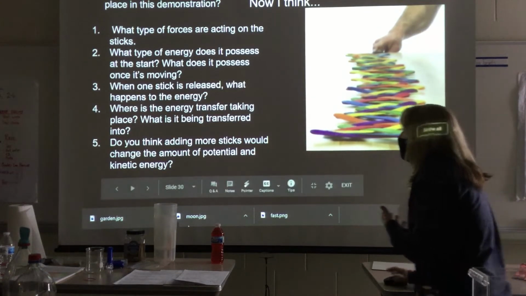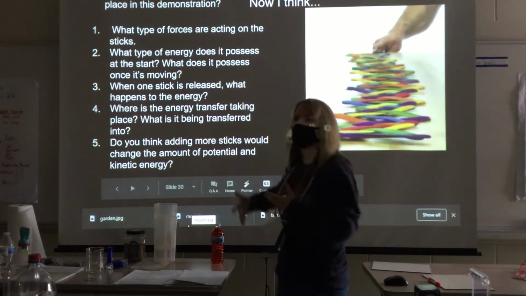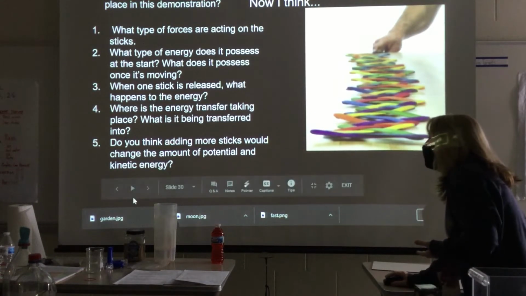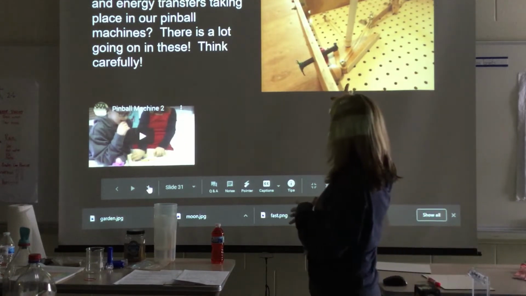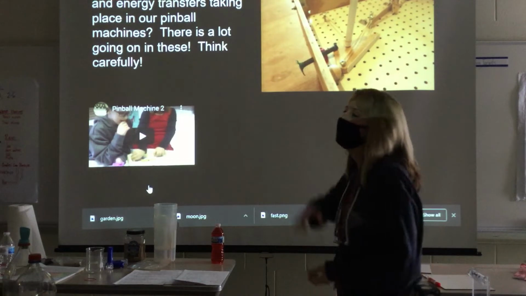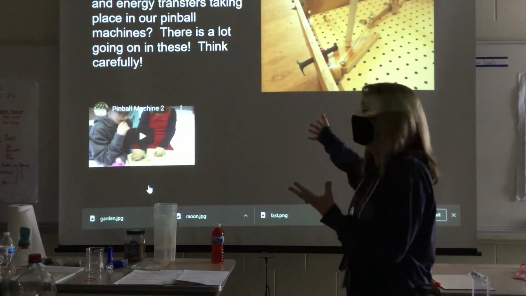By the end, they were able to answer all these questions about energy as it applied to that phenomenon. They also were able to apply it to a new concept. They could also explain all these ideas in a pinball machine. Now you don't have to do that. That's just something extra we threw in. That's kind of how I assessed them.